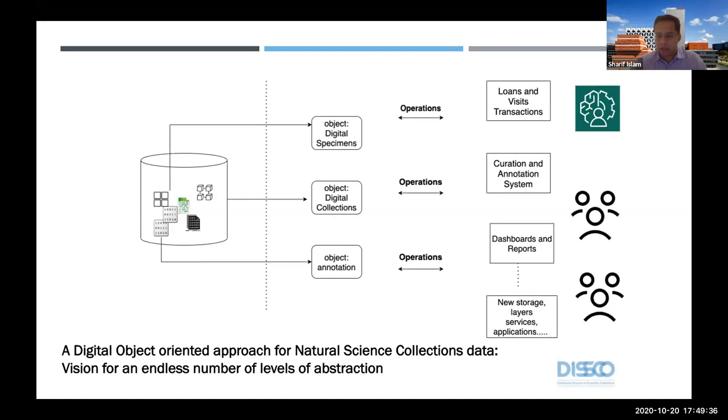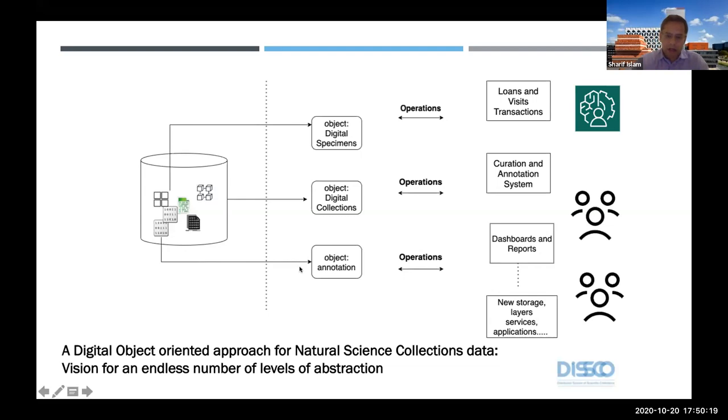We envision different services from these abstraction layers: loans and visits, curation, annotation, dashboards, or whatever new things we can come up with. It gives us the flexibility to move things around and also change things without disrupting the whole data ecosystem. For example, if we decide to do something totally different with the loans and visits transactions, these digital objects can easily move to a different system and still be interoperable and usable, and provide similar levels of service to the user community and researchers without disruption.